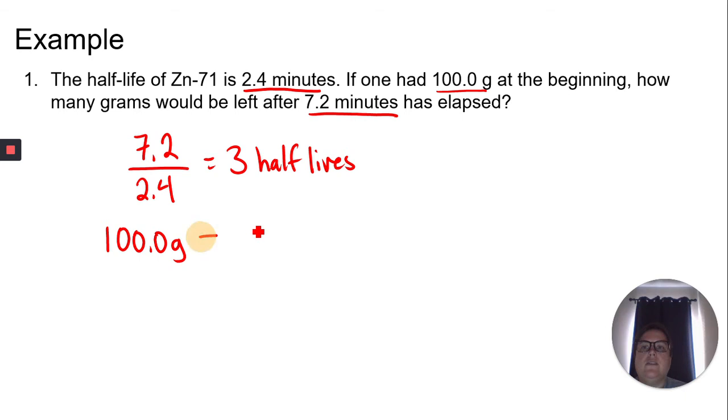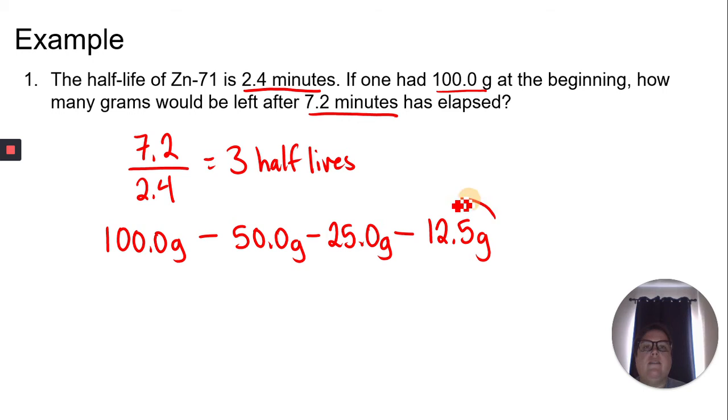So half of 100, 50, that's once. Half of 50, 25, that's twice. So one more time, half of 25 is 12.5. That's how much is left after 3 half-lives. Make sure that you divide it in half the same amount of times as the number of half-lives.